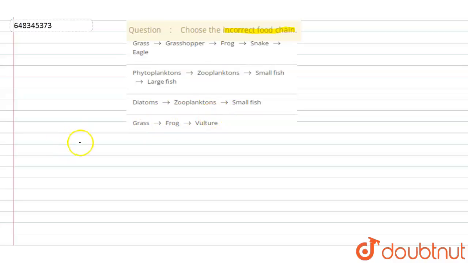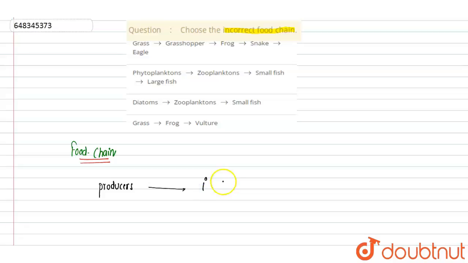If we talk about the food chain, it is one of the important functional units of the ecosystem. Here energy is being transferred from one trophic level to another trophic level. In general, any food chain starts with the producers. From producers, they make their own food.